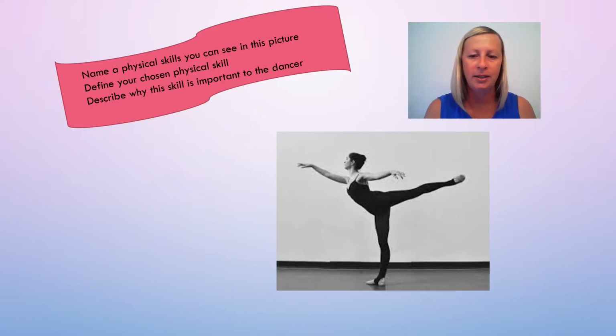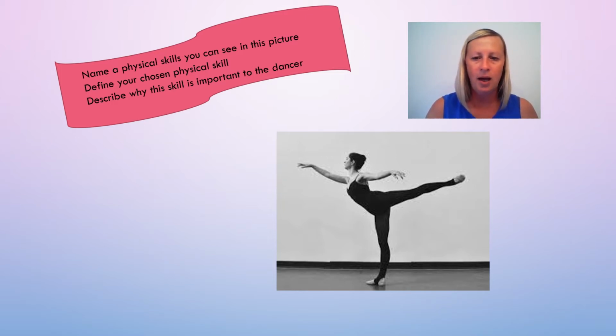Okey-doke. So I did say I'd just show you how you might get asked something on these skills in an exam paper. So here's an example, and there's a picture there, and this question from the examiner is name a physical skill. That should say skill, not skills. Name a physical skill you can see in this picture. Define your chosen physical skill, and then describe why this skill is important to the dancer. So I've just answered that for you so that you could see how it might look on a paper.